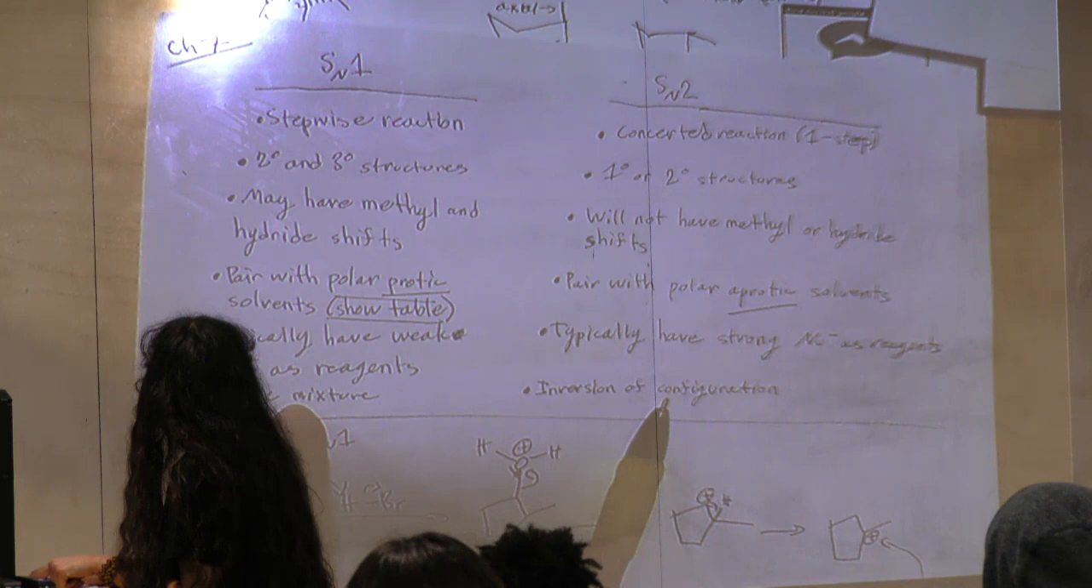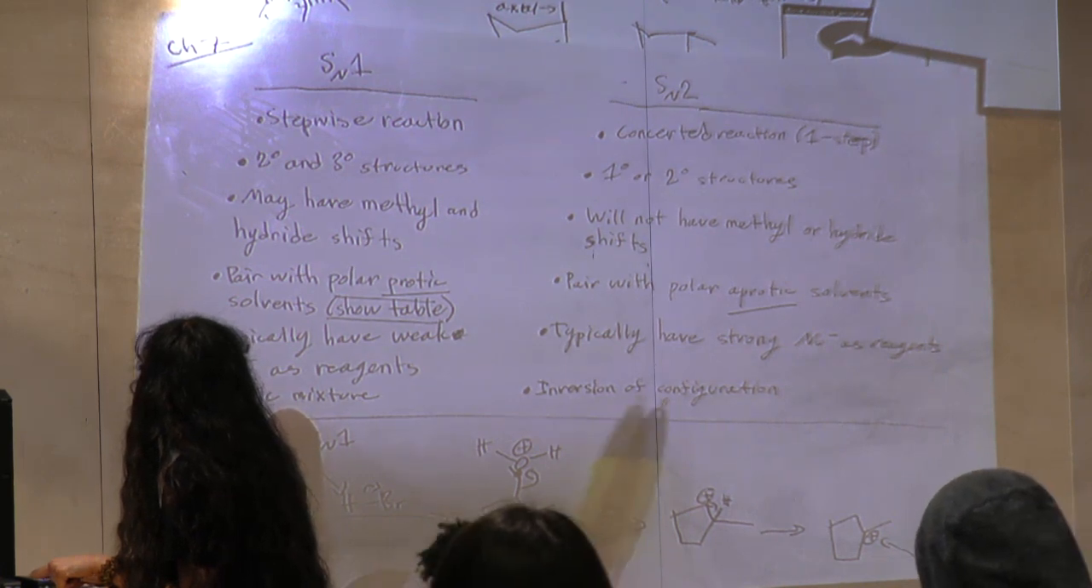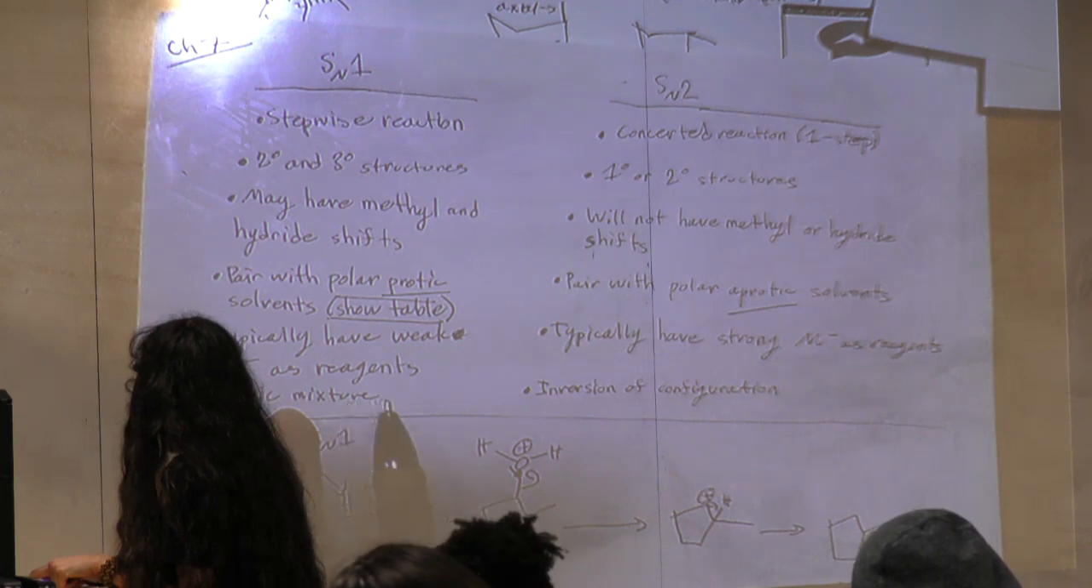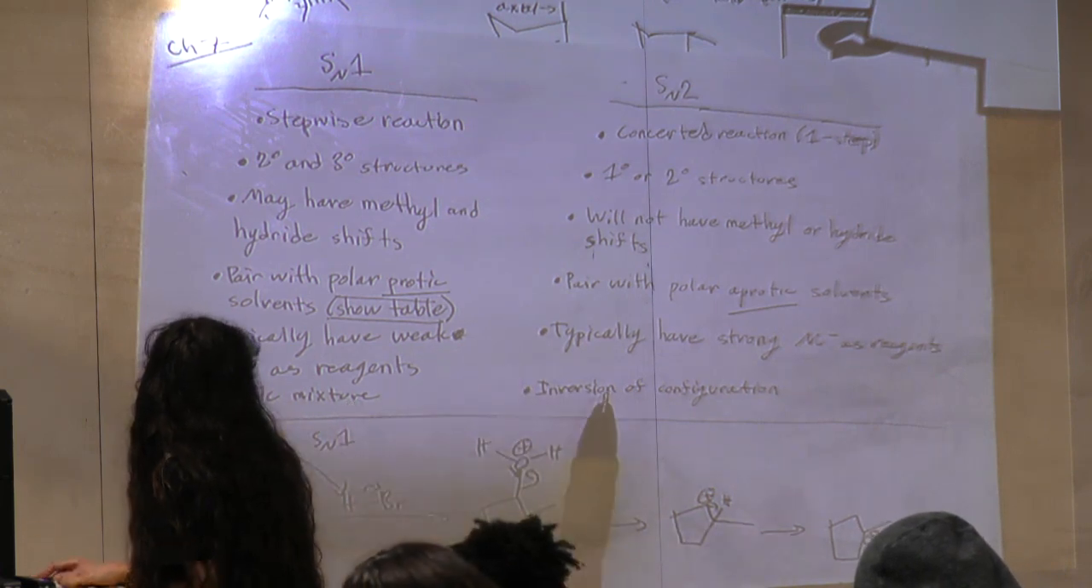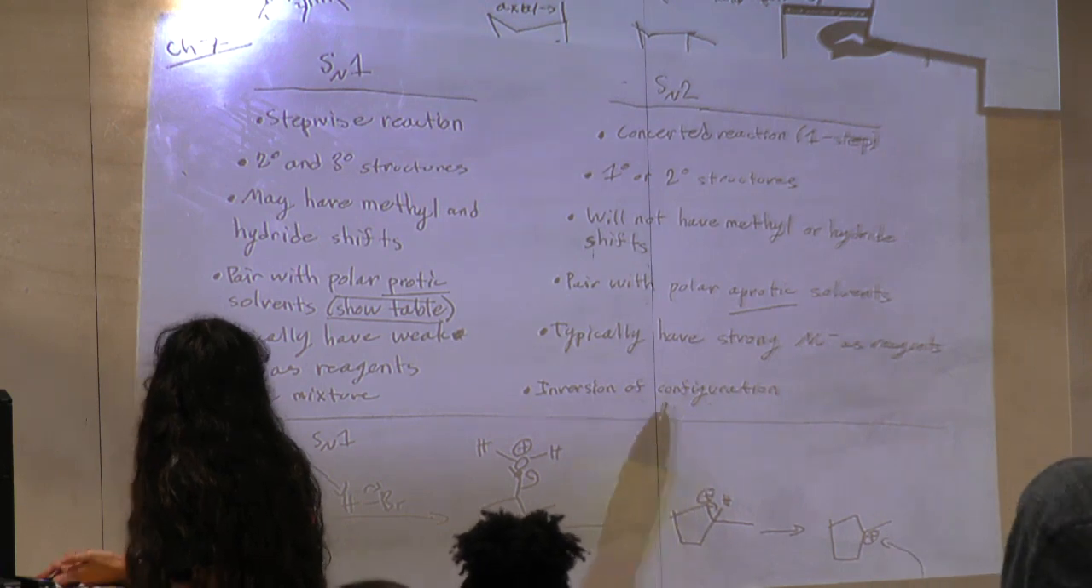The last thing that we would want to remember is that SN1 forms a racemic mixture, meaning dash and wedge plus enantiomer, whereas SN2 just has an inversion of configuration, so it does that backside attack.